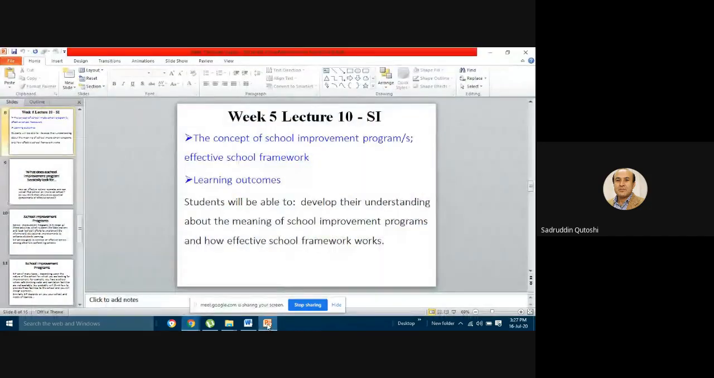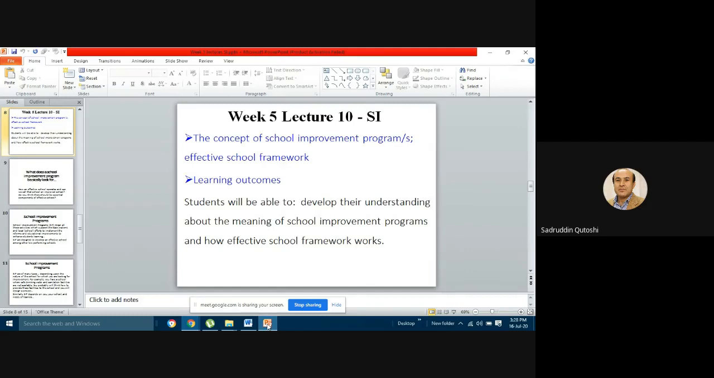Based on those needs, based on those requirements of the school, we will look at what kind of programs a particular school needs to design and develop in order to improve students' learning.